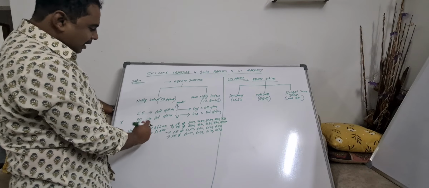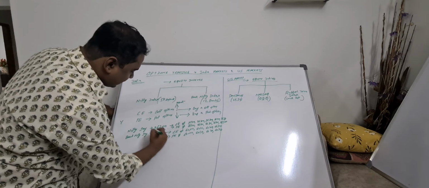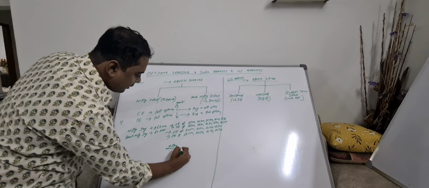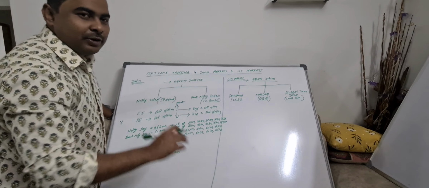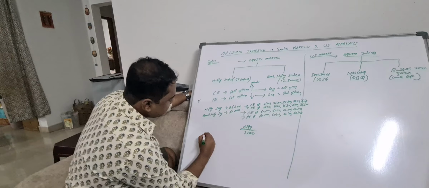Now coming to call and put. Like I said, currently Nifty trades at 26,200. So we have three concepts. One is called in the money.